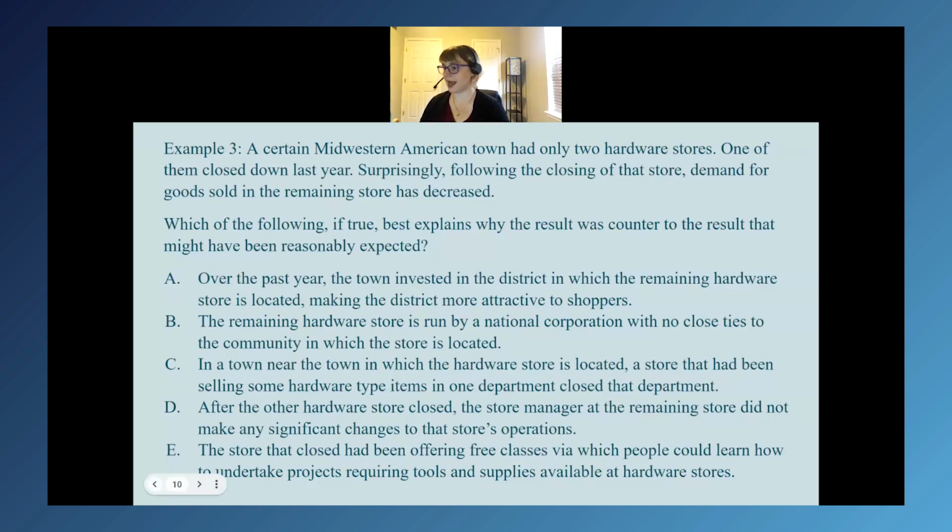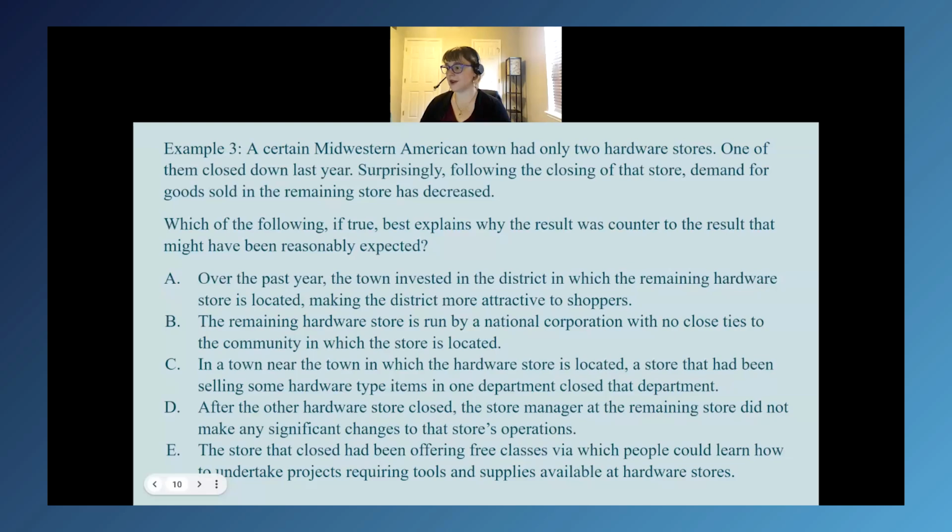C, in a town near the town in which the hardware store is located, a store that had been selling some hardware type items in one department closed that department. This also deepens the paradox. These people can't even go to this neighboring town to get their hardware stuff. D, after the other hardware store closed, the store manager at the remaining store did not make any significant changes to that store's operations. This is not new. Why would that lead to a decrease in sales?